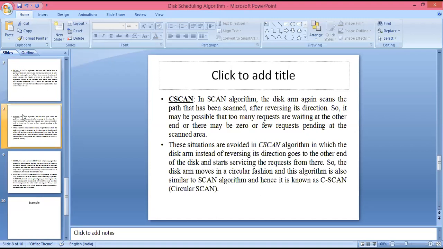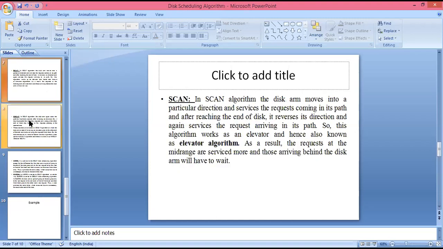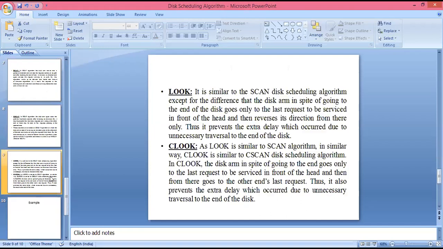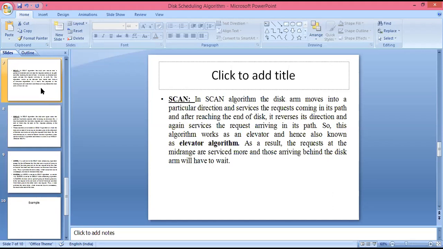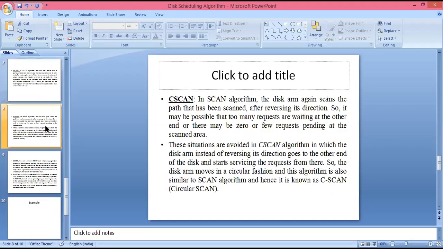So C-SCAN, and then the next one, LOOK. Two algorithms remain, which are not included in your syllabus, LOOK and C-LOOK. So the basic three algorithms are FCFS, SCAN, and then the next one, C-SCAN.